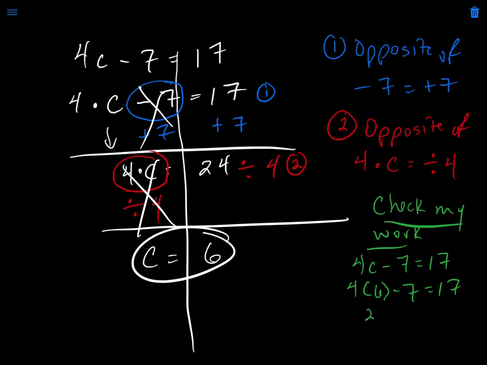4 times 6 is 24. Minus 7 is indeed 17. So since 17 equals 17, this is indeed the right answer. So that's pretty nice and easy.